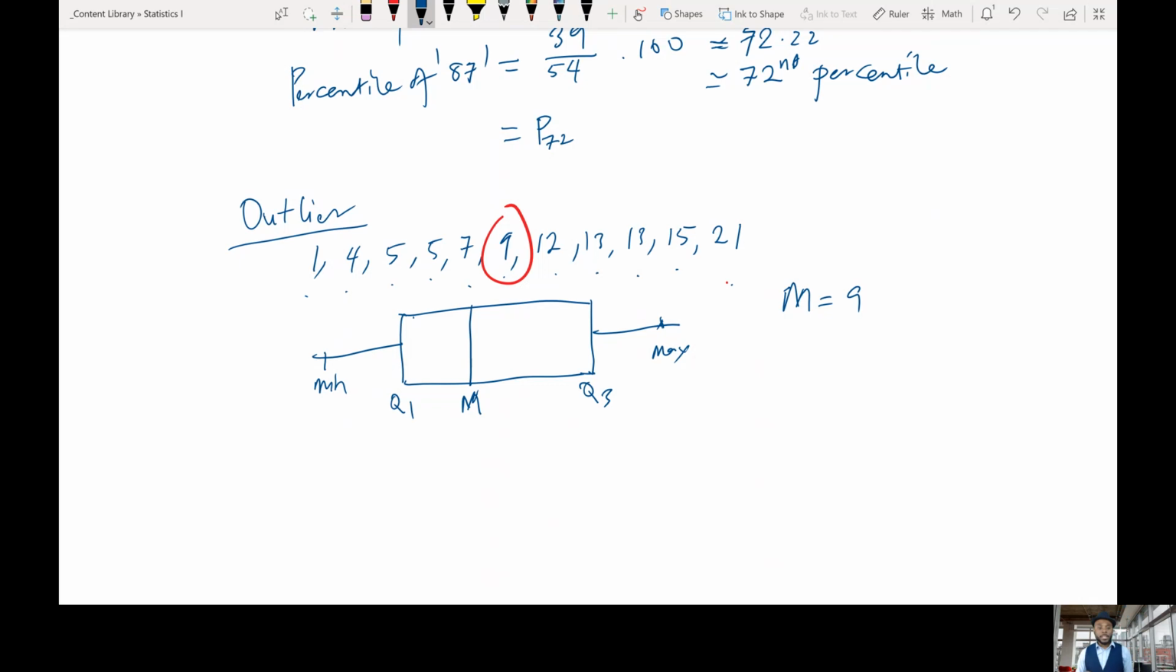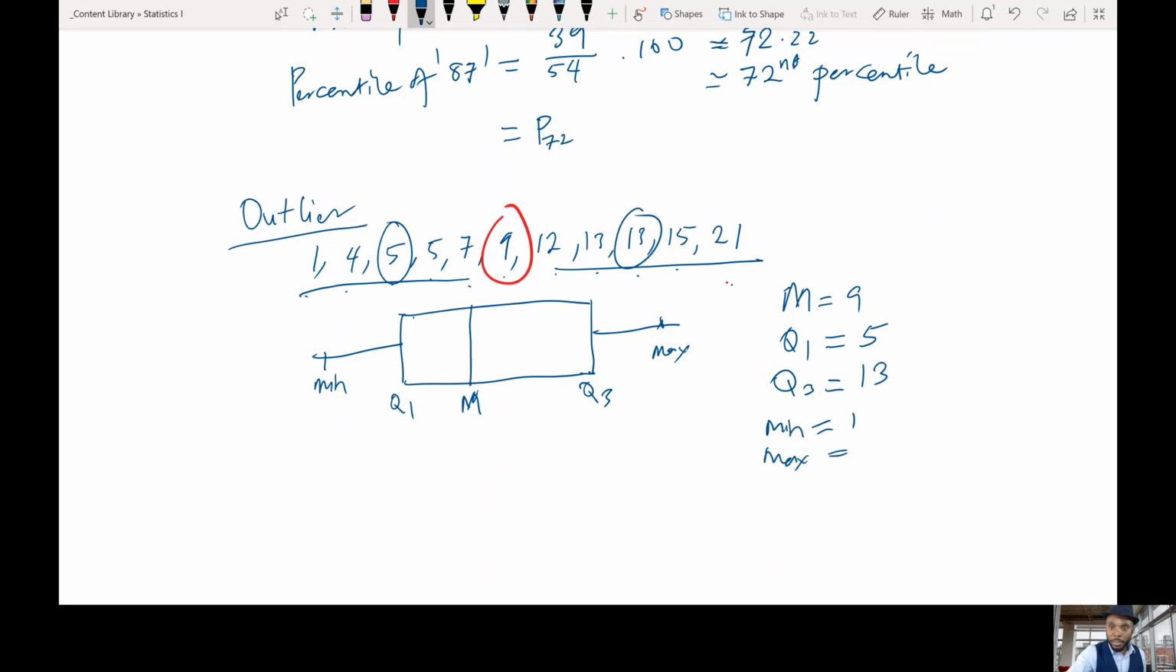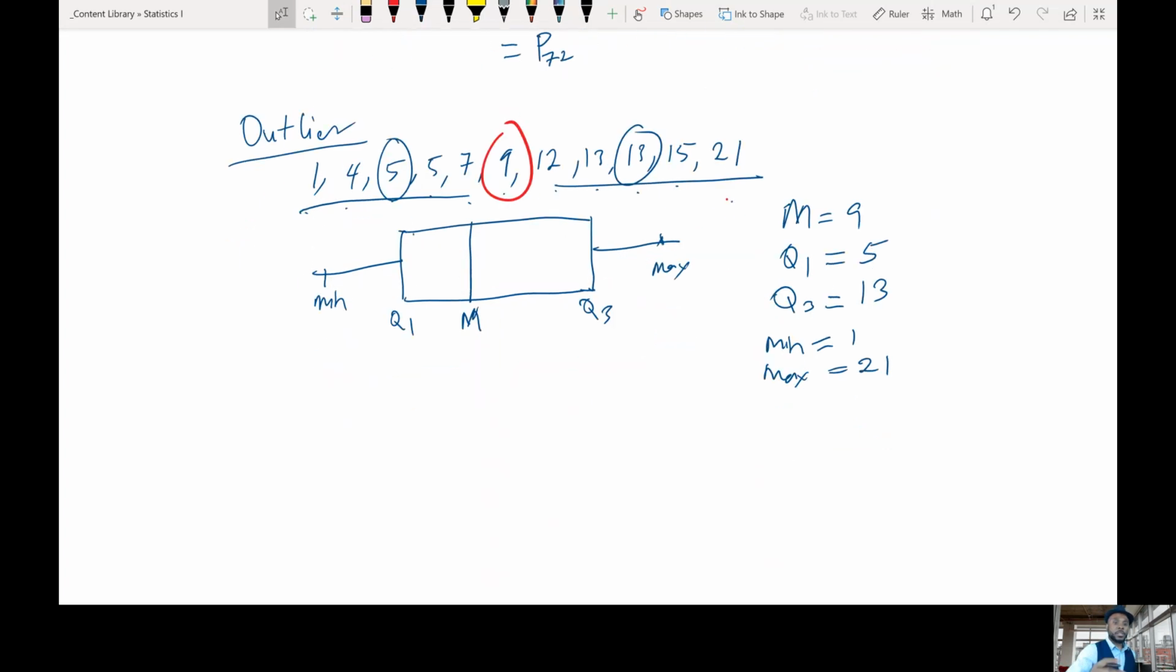And what's our first quartile, Q1? We look at the numbers to the left, and the middle is this. So Q1 is equal to 5. What is Q3? We look at the numbers to the right, and Q3 is equal to 13. And then what's the minimum value? The minimum value is 1. The maximum value is 21. Those are the set of numbers that we can discover from our box plots. Now, how do we determine if there's an outlier?